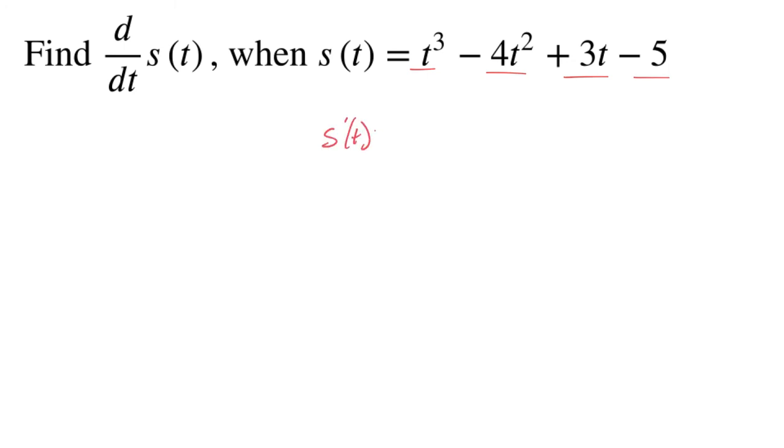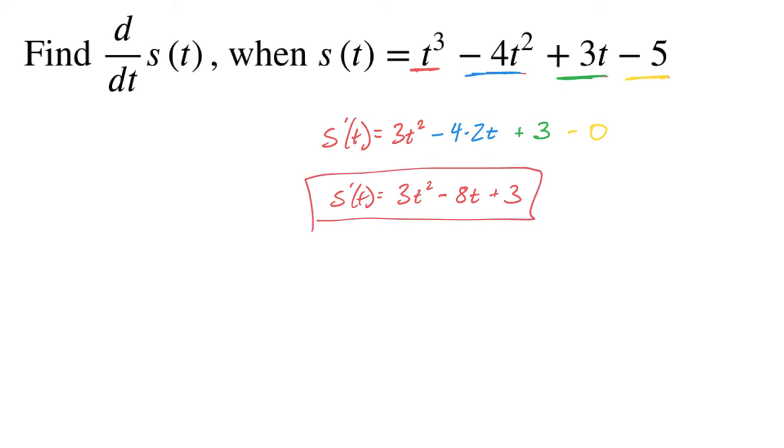S prime of t equals, the derivative of t to the third is 3t squared. Then we got this minus 4 times the derivative of t squared, which is 2t. The next part, plus 3t, the derivative of 3t is 3. And lastly, minus the derivative of 5, which is just 0. Simplify that down, we get s prime of t is equal to 3t squared minus 8t plus 3. Folks, the change in variable here doesn't mean anything different. T's, x's, y's, whatever. When we take the derivative with respect to it, we're just okay.